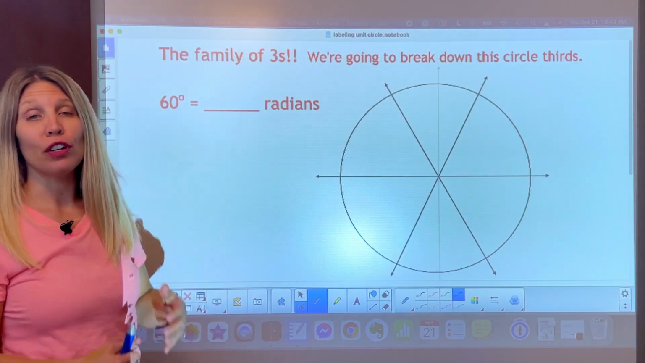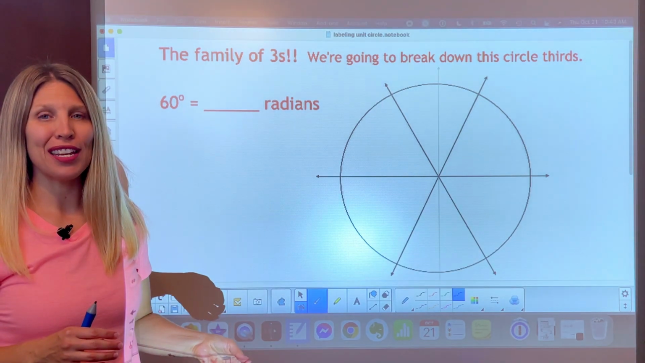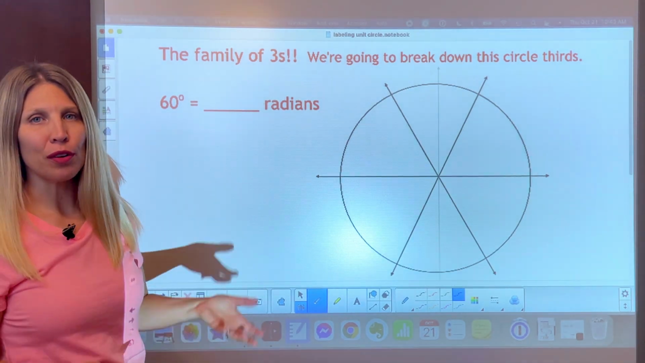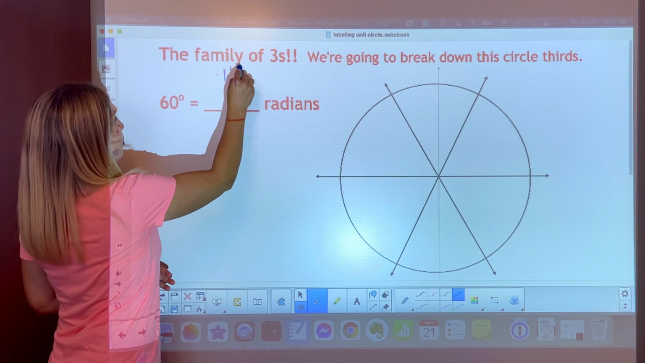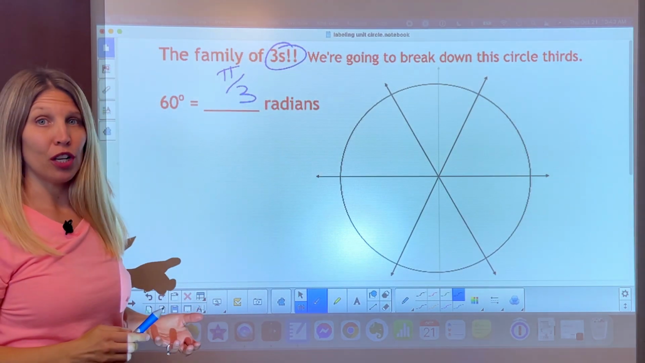Now we have another famous family in radians that we label on our unit circle, okay? 60 degrees, we need to figure out what that is in radians. And if you're not sure, you can go back to my radians video and figure out how to convert. But for now, I'm just going to tell you, it is pi over 3. So this is the family of 3s that we're going to talk about.